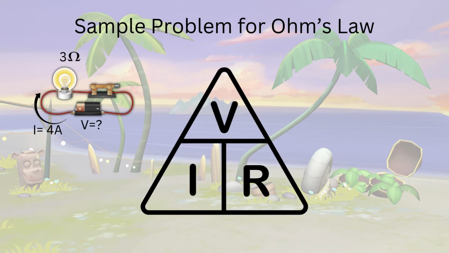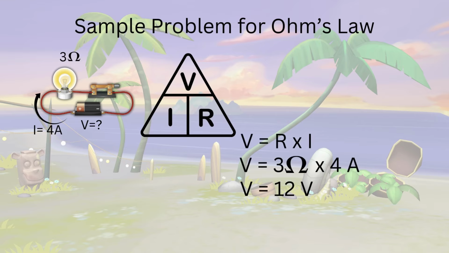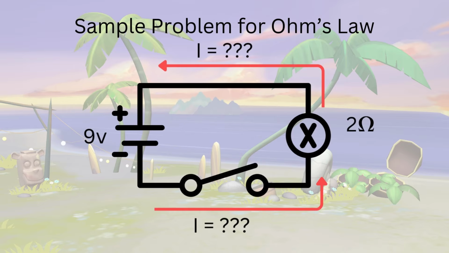Sample problems, Ohm's law. Number 1. Calculate the voltage given the values of current I and resistance R. V equals I times R. V equals 4 A multiplied by 3 ohms. V equals 12 volts.